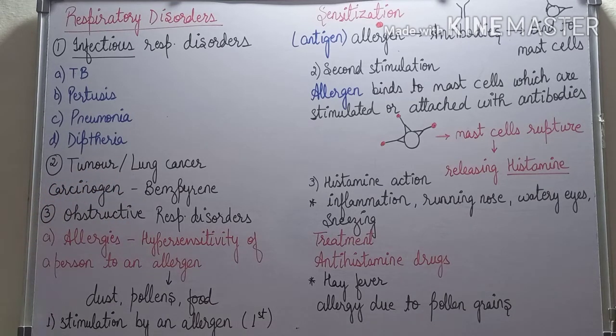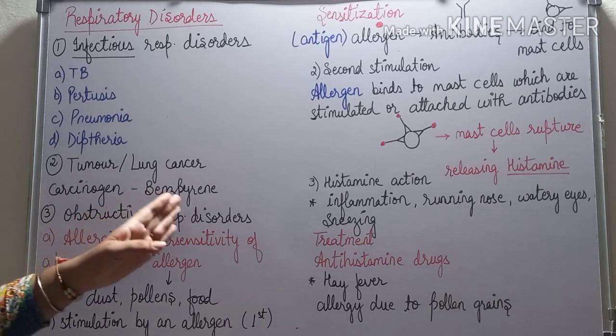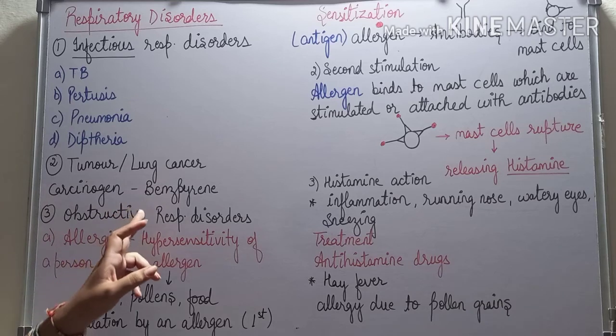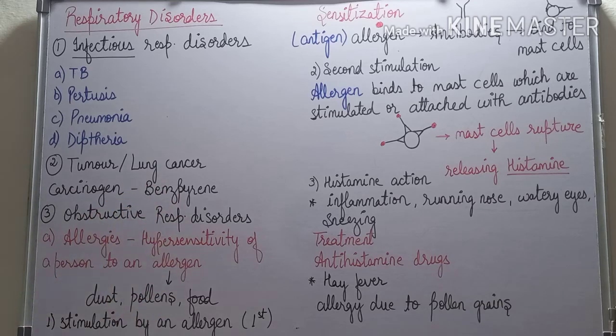Now, next type of respiratory disorder is tumor or lung cancer. These tumors or lung cancers are caused due to carcinogens. Now, what are carcinogens? Cancer causing substances are known as carcinogens. Now, the most common carcinogen which causes tumors or lung cancer or any respiratory disorder is benzpyrene.